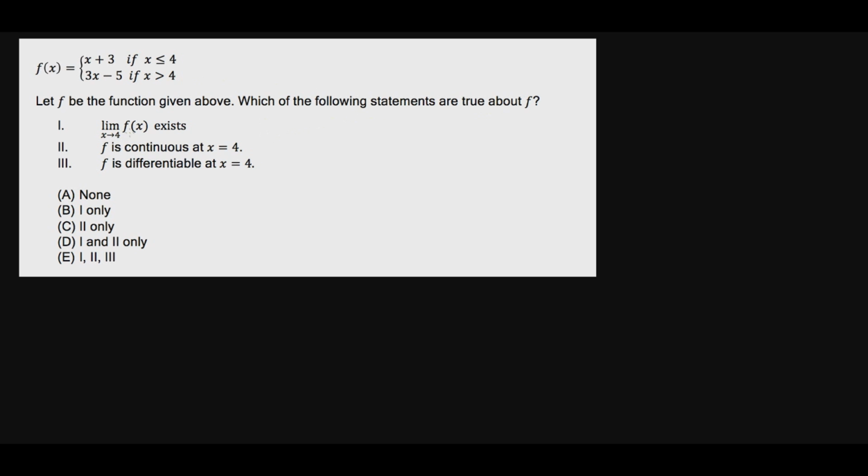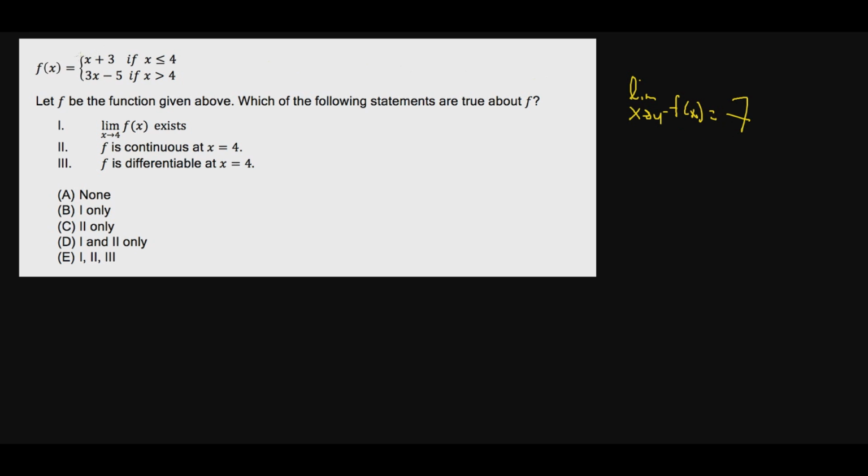The limit as x approaches 4 exists. Well, notice it doesn't have the plus or the minus, so we have to take into account left and right. Well, the limit as we approach it from the left of this function is, well, this is x is less than, so I know that's from the left. And if I plug in, it looks like 4 is the number I'm interested in, so 4 plus 3 is 7.